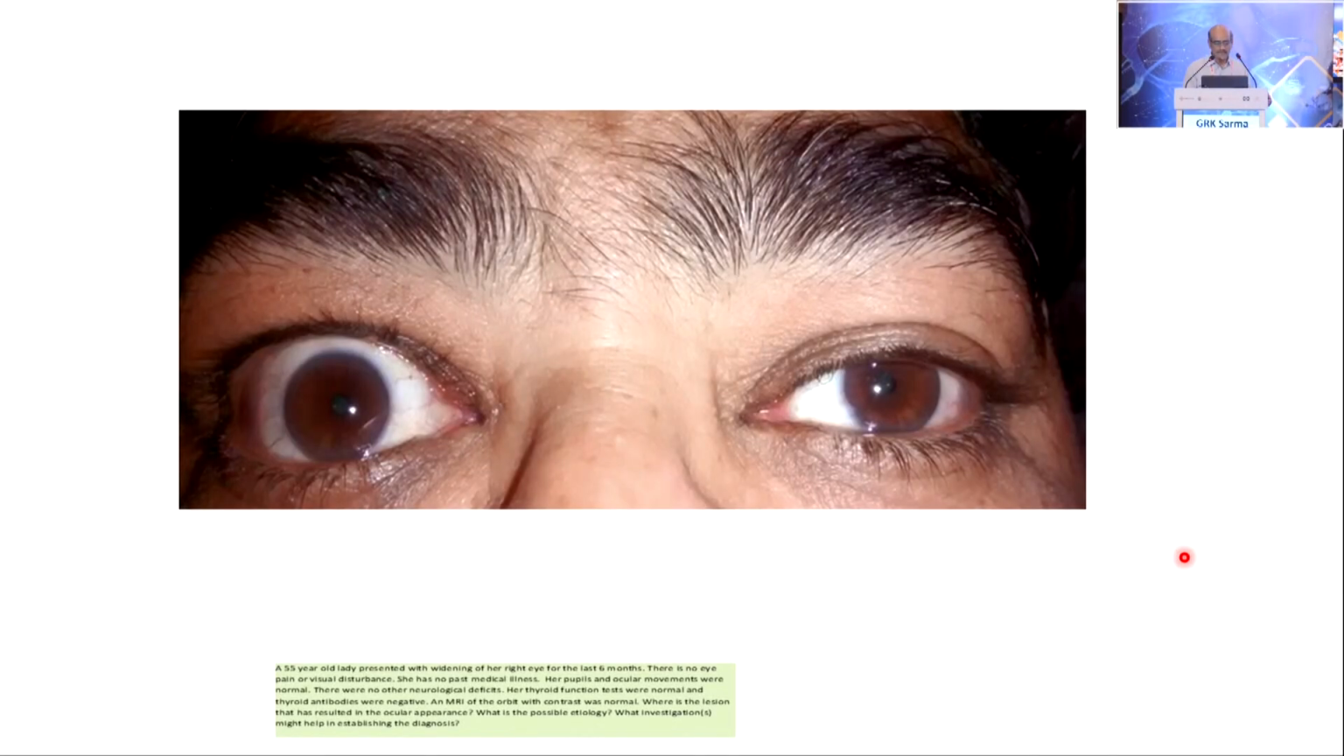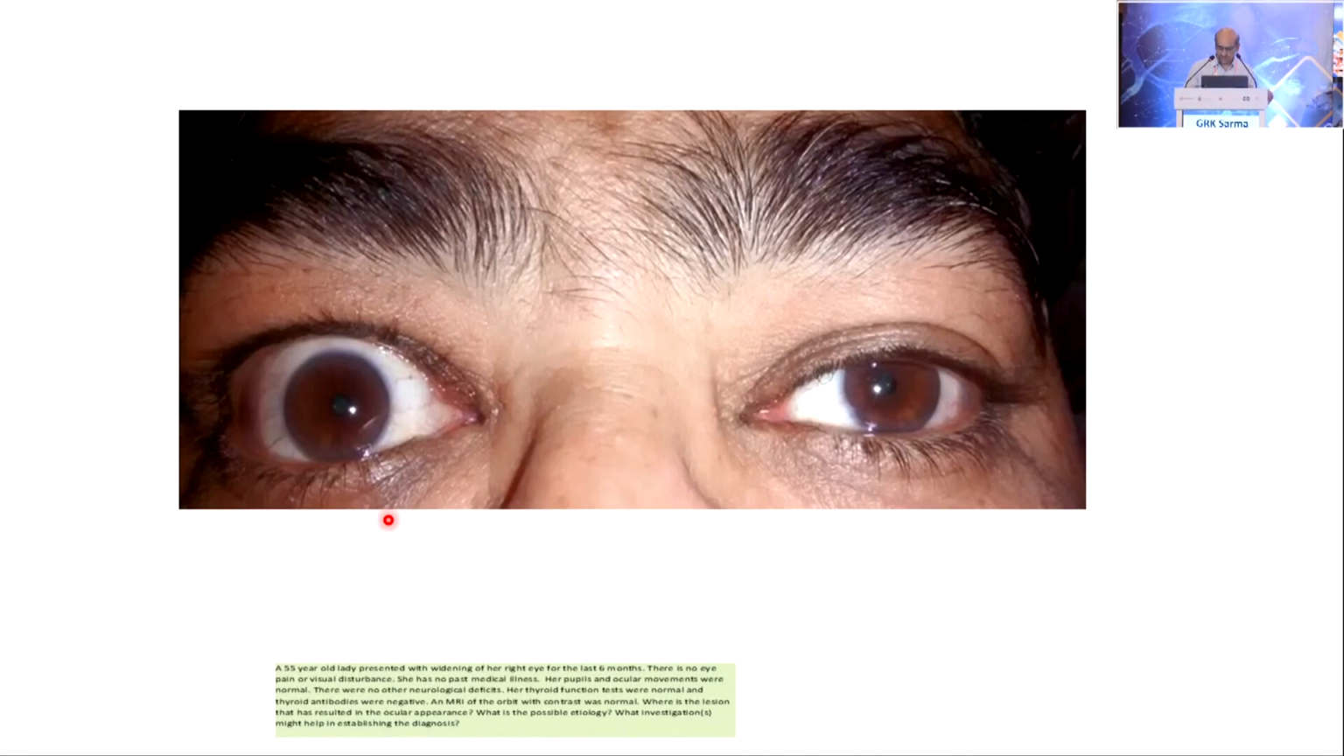So, what is the problem in this patient? Left eye looks normal, right eye appears bulged out, the lid is retracted, correct? So, what do you think? We have to rule out orbital disease. When there is bulging of the eye, retraction and restriction of the movements, we have to rule out orbital disease. So we do imaging of the orbit. In this case, imaging of the orbit was normal.